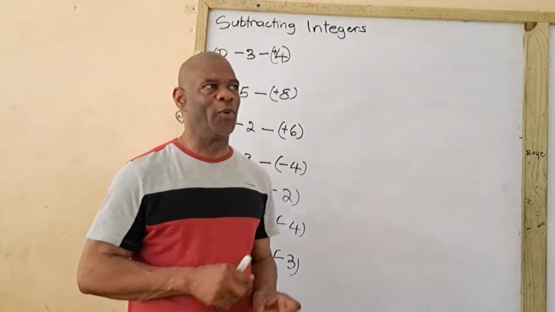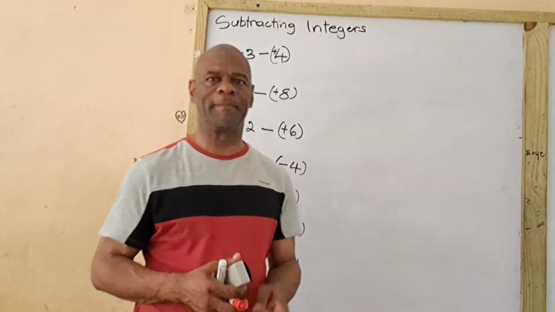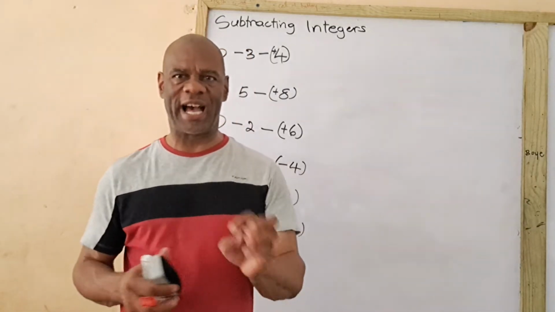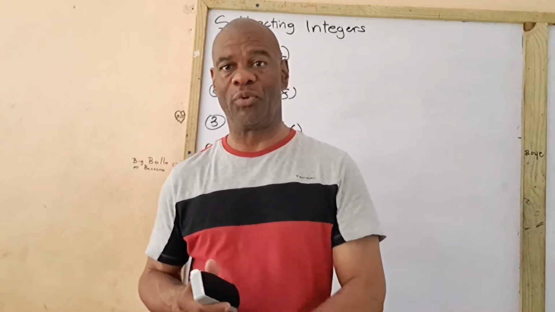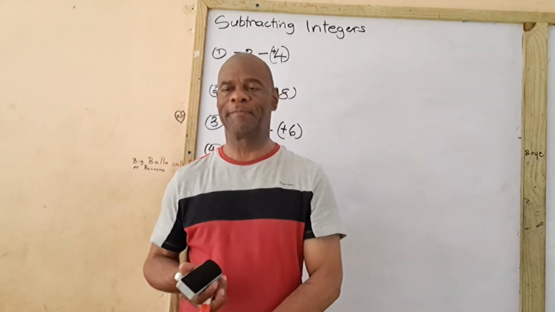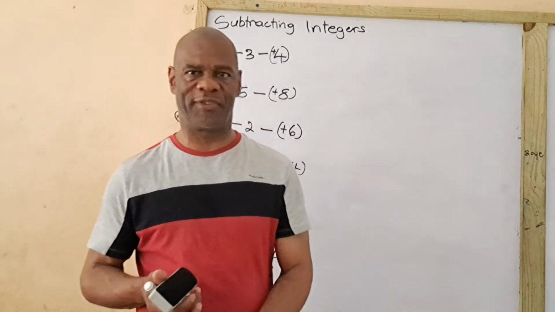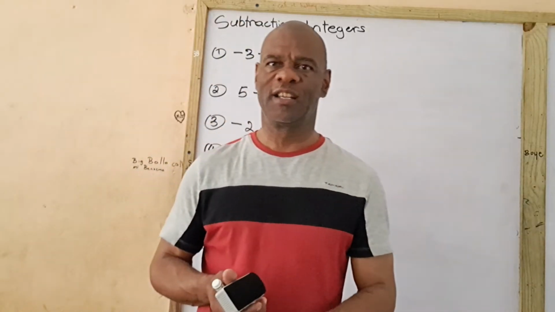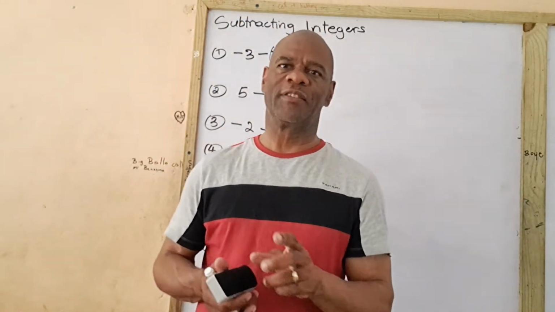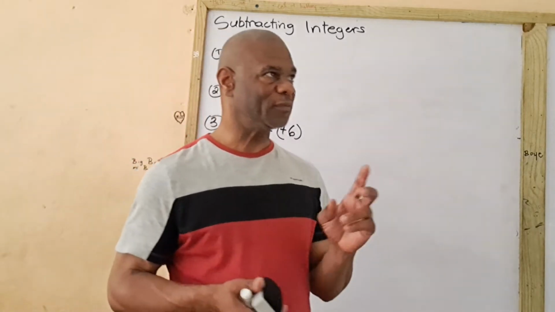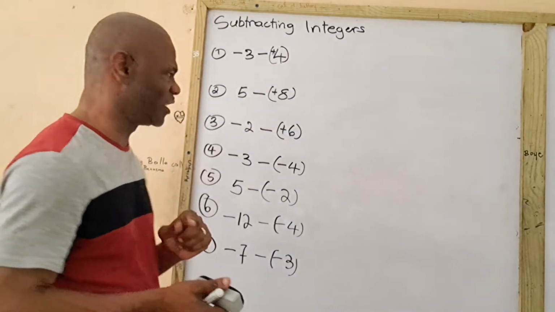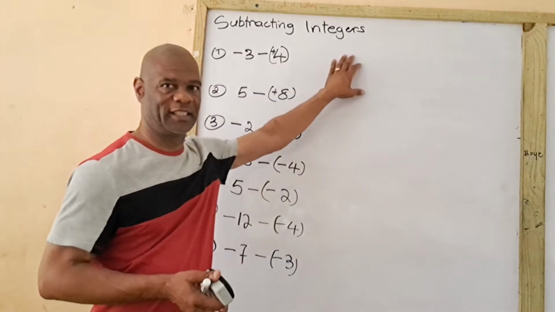Now last session we looked at adding integers with the same signs and adding integers with different signs. Just to recap a little, if the signs are the same, we add the numbers and keep the sign that they both have. If the signs are different, then we subtract and we give our result the sign that the larger number has. Okay? Now, what we're going to be looking at in this session is subtracting integers.